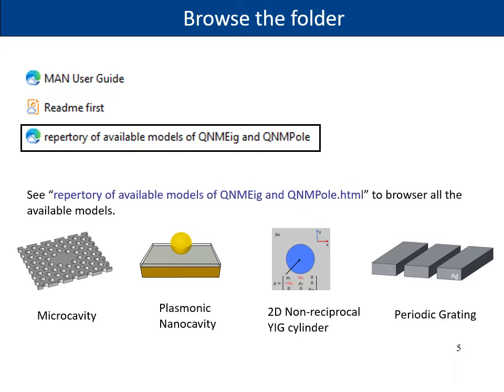In addition to the folders, we have also provided three documents which illustrate the capability of the software, show the procedure for how to use the MAN software, and also list some other technical details. You can click the repertoire of available models of QM-Add and QM-PO document to check all the existing models that have been considered in this software.